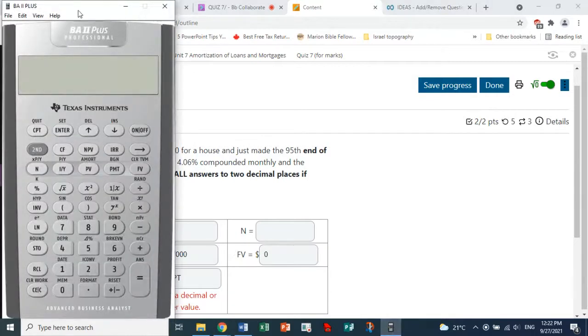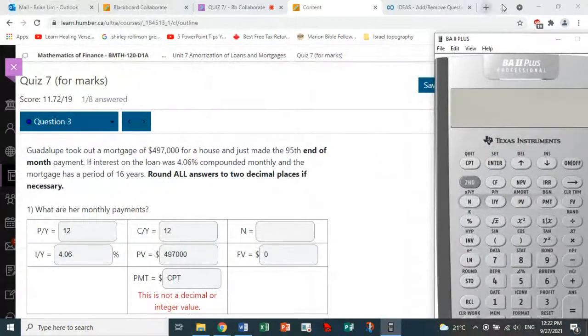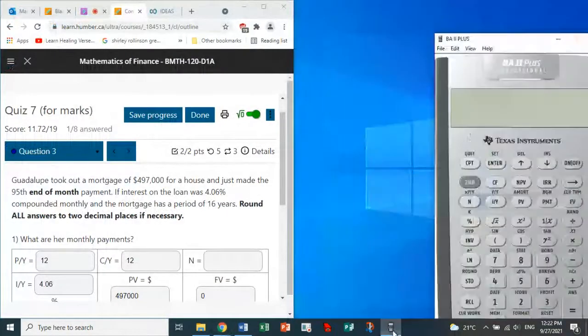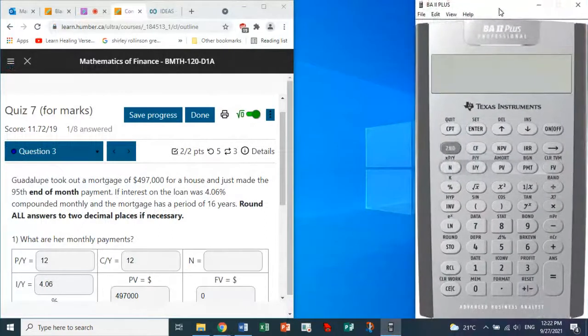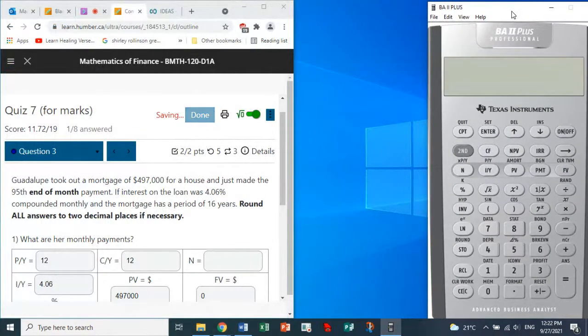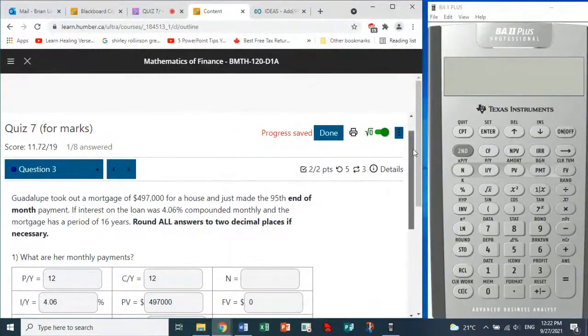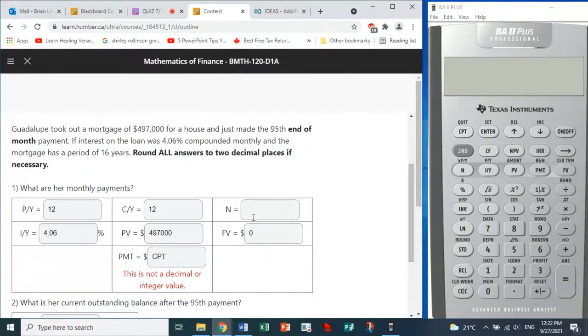Okay, so here we are, and it may be a good idea to adjust our screens and get everything working nicely, and we can start the computation. This is a computation we're used to, finding the payment. So let's turn on the calculator, second IY, PY is 12, and CY is also 12. So we put in 12, enter for PY, and that is the same value for CY.